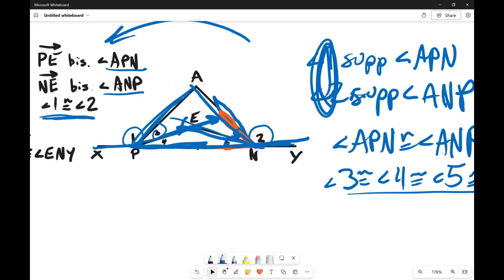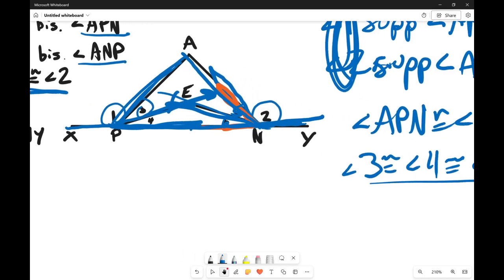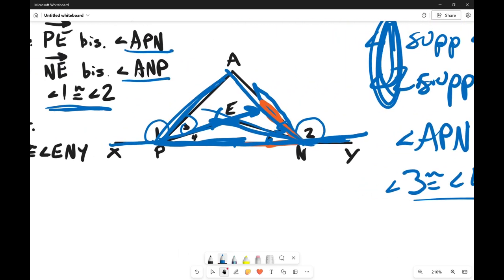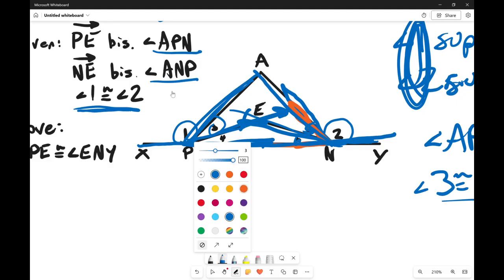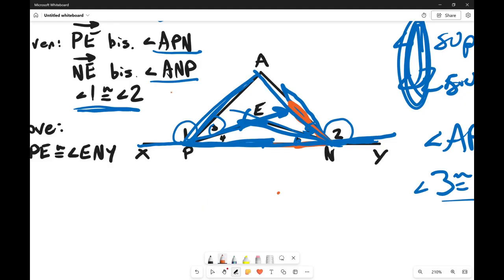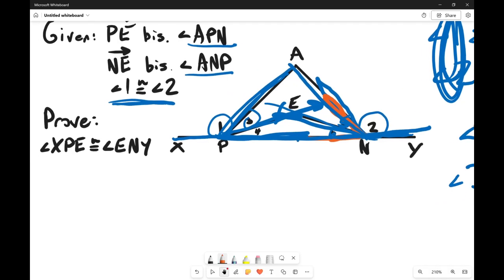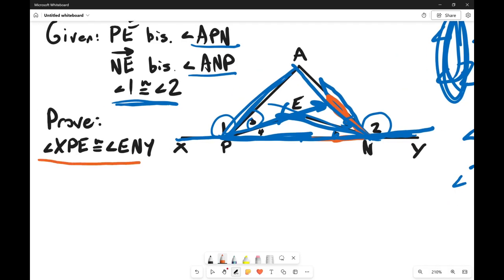So now we know that 3, 4, 5, and 6 are all the same. Sorry, this is getting kind of messy over here. I'm going to start changing colors so you can actually see what I'm drawing. Now we got to look at this part finally. XPE and ENY, sorry. XPE is this one here, and ENY. What do you notice about these? Well, it's this angle 5 plus angle 2, and this angle 3 plus angle 1.